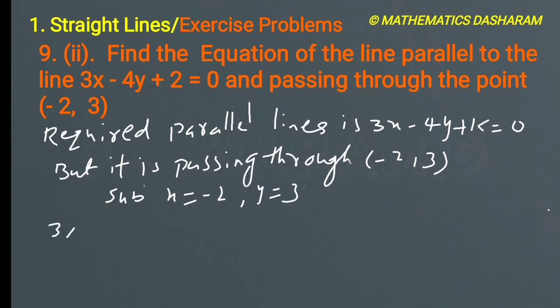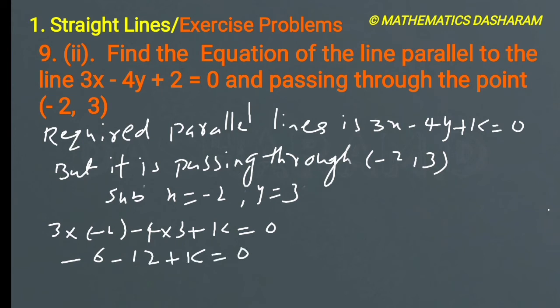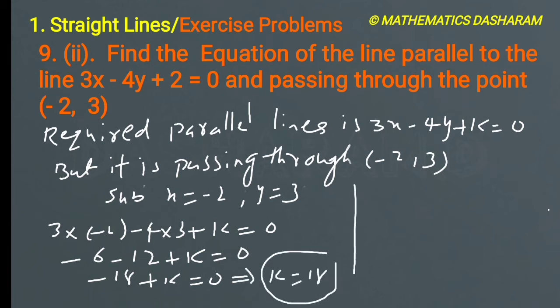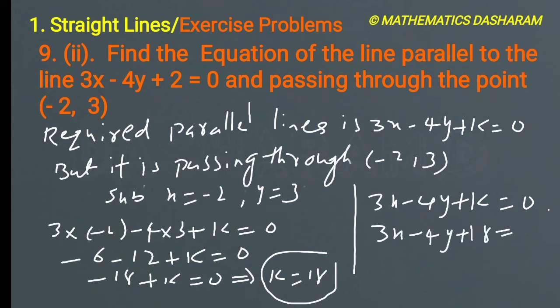So 3 into minus 2 minus 4 into 3 plus k equals 0. 3 into minus 2 is minus 6, minus 4 3s is 12, plus k equals 0. Minus 18 plus k equals 0. So then k value is plus 18. So therefore the required line is 3x minus 4y plus k equals 0. Substitute the k value: 3x minus 4y plus 18.